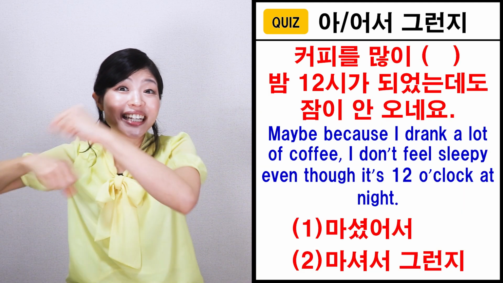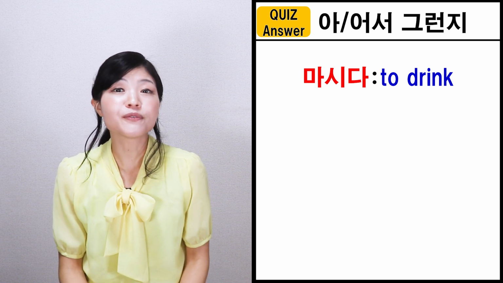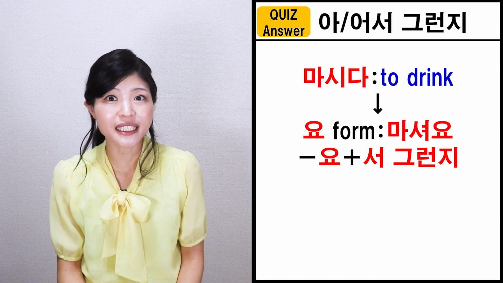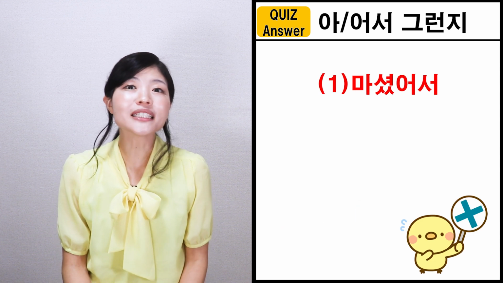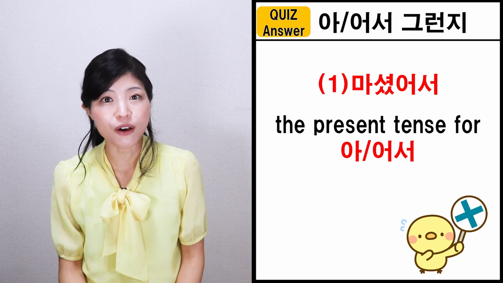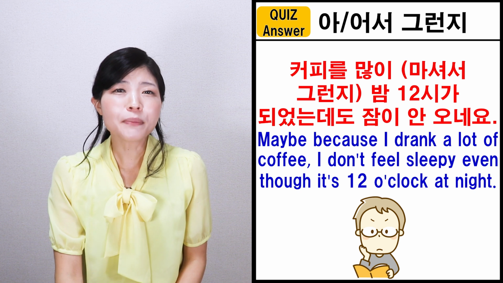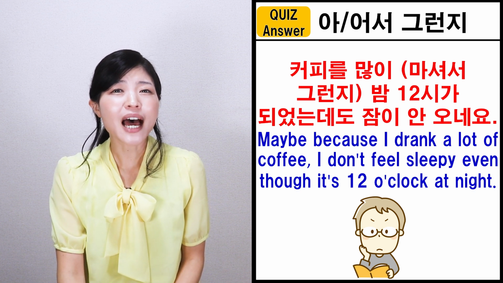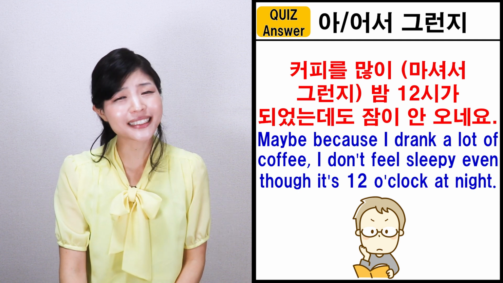The correct answer is number 2. 마시다 is to drink. The yo form of 마시다 is 마셔요. You remove yo and attach 서 그런지 to make 마셔서 그런지, maybe because I drank. Number 1, 마셨어서 is wrong because you can only apply the present tense for 아/어서, no past tense. Okay? Now let's read it together. 커피를 많이 마셔서 그런지 밤 12시가 되었는데도 잠이 안 오네요. Please read this with the thought that drinking too much coffee is not good.